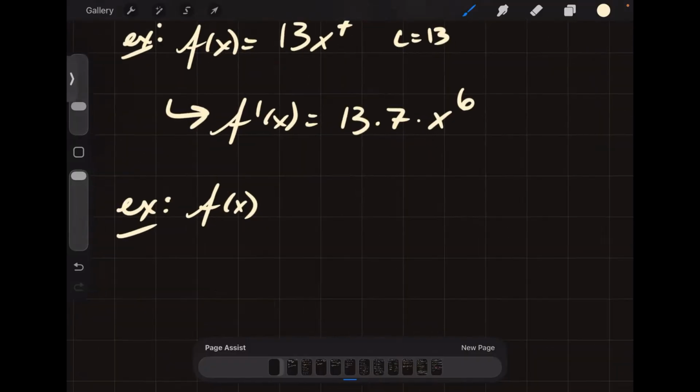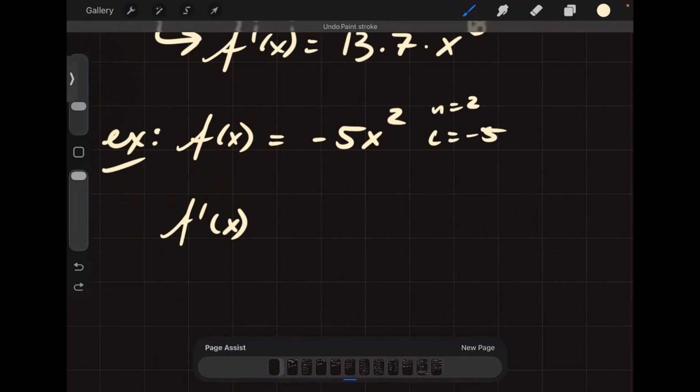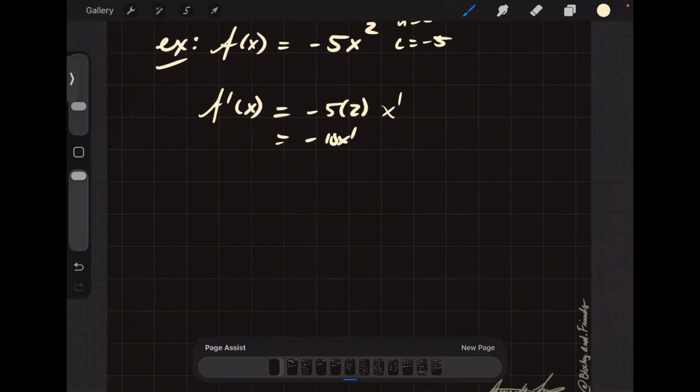Let's say f of x is equal to negative 5x squared. That's fine. N is equal to 2. C is equal to negative 5. F prime x. Please, these are not the same. Don't write them as equal. F prime x, written like that or like that. Is equal to negative 5 times 2x to the first, which is negative 10x to the first. We could do this all day.